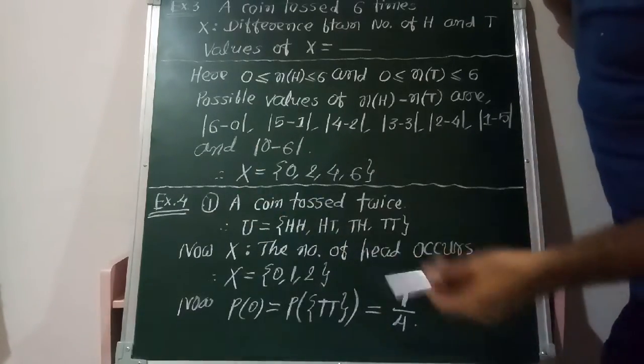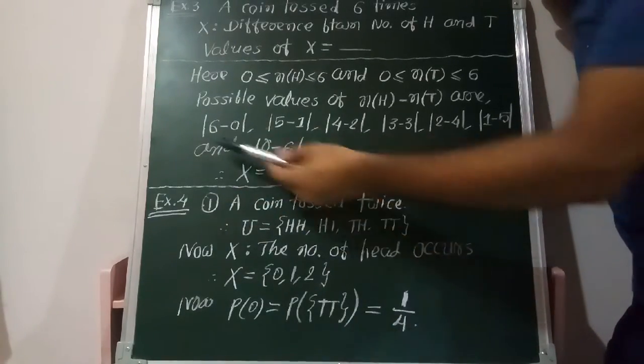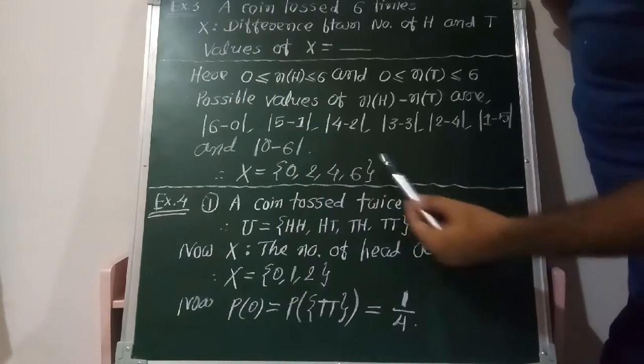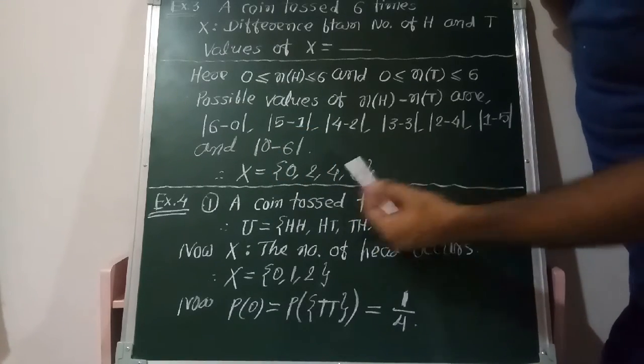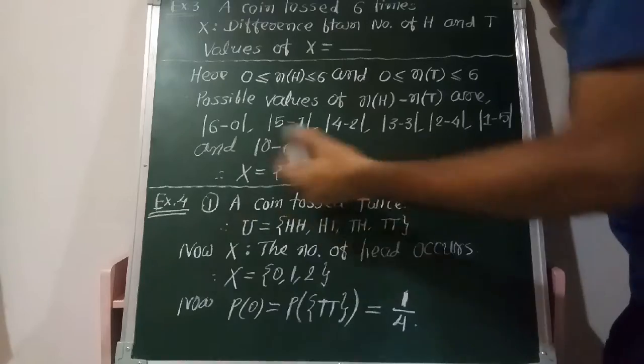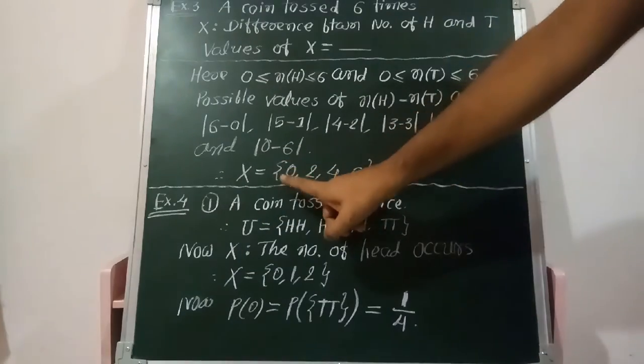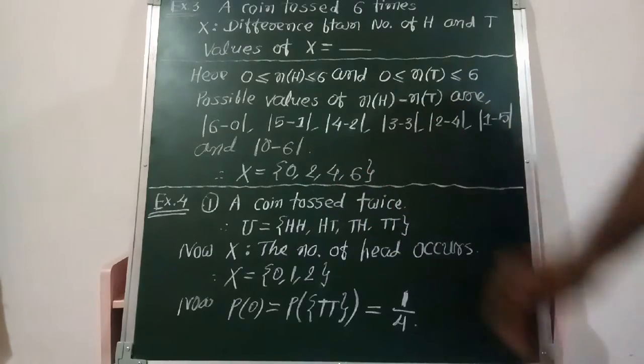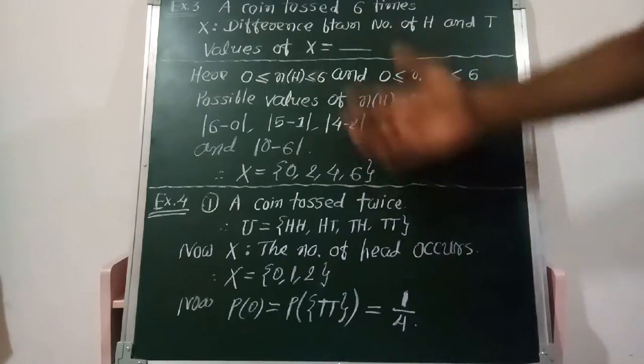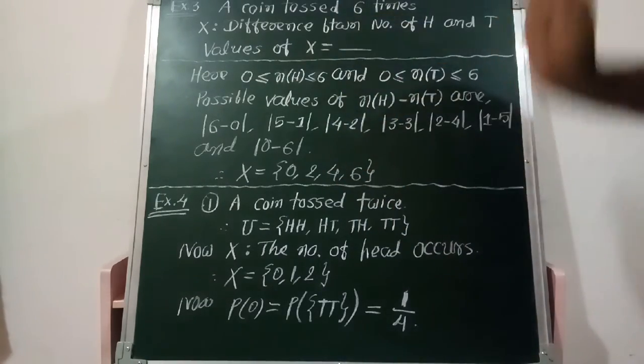I can say that you easily understand. 6 minus 0 is 6, modulus is there. 5 minus 1 is 4, 4 minus 2 is 2, and 3 minus 3 is 0. The remaining modulus values are repeated values, we know that. So therefore x is what? 0, 2, 4 and 6. So it's a very easy question, I think. There is nothing difficult here to understand.